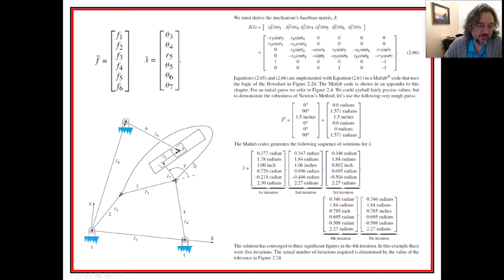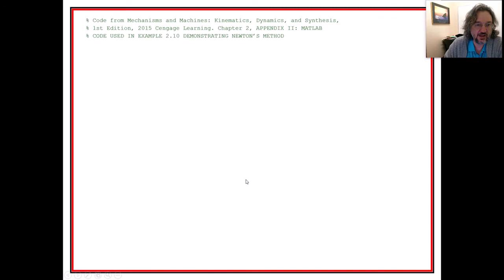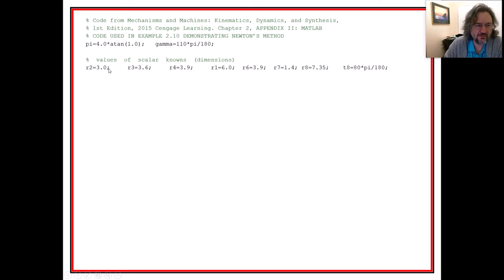Here's what the answers are going to be in radians right here, right? So in terms of a MATLAB code, for whatever reason they decided to define what pi is. Pi is a built-in function, but I don't know why they did. But we did establish gamma. We gave them all of these scalar knowns. So these are the parameters that were used in the example right here.